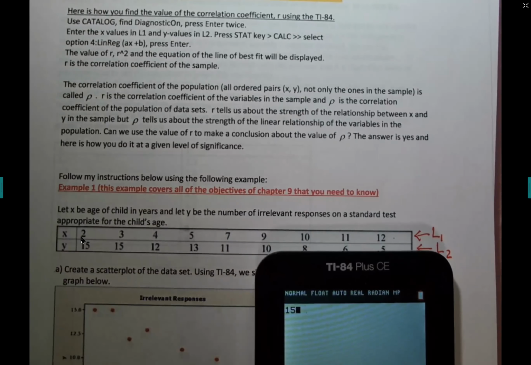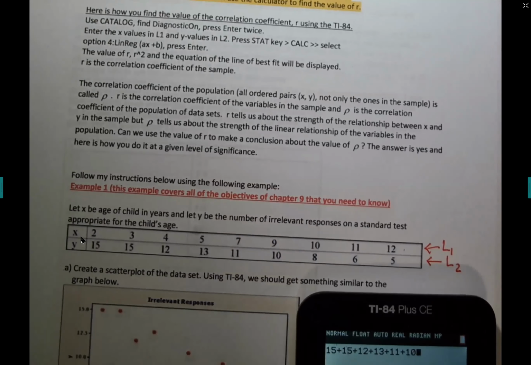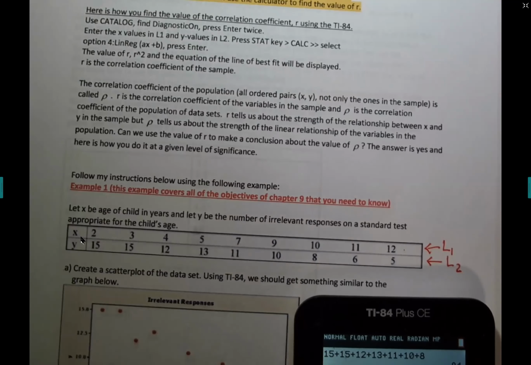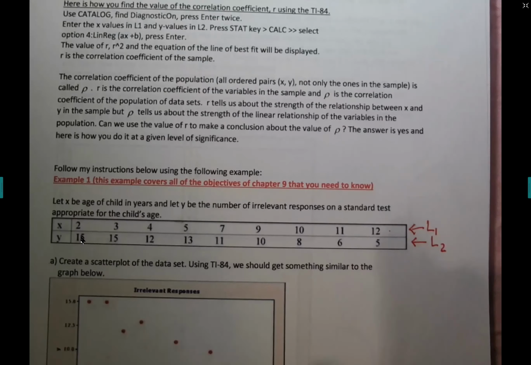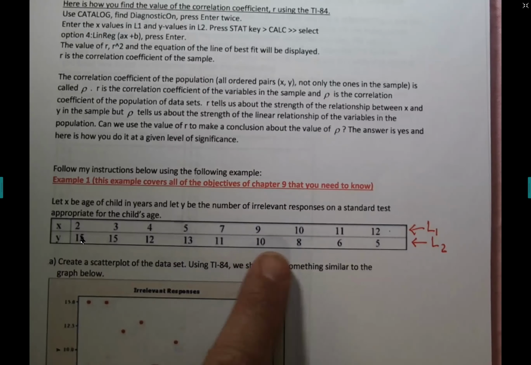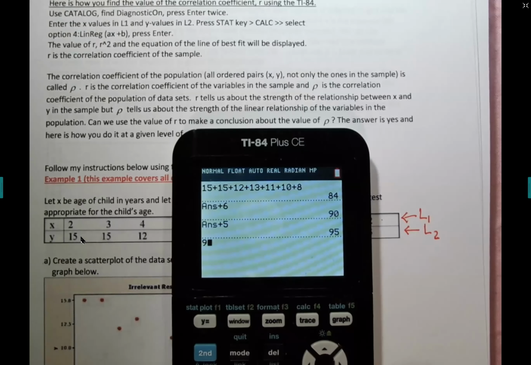15 plus 15 plus 12 plus 13 plus 11 plus 10 plus 8 plus 6 plus 5. I got 95. And how many children do we have here? 1, 2, 3, 4, 5, 6, 7, 8, 9. So you just take 95, guys, and divide it by 9. And that would be your answer.